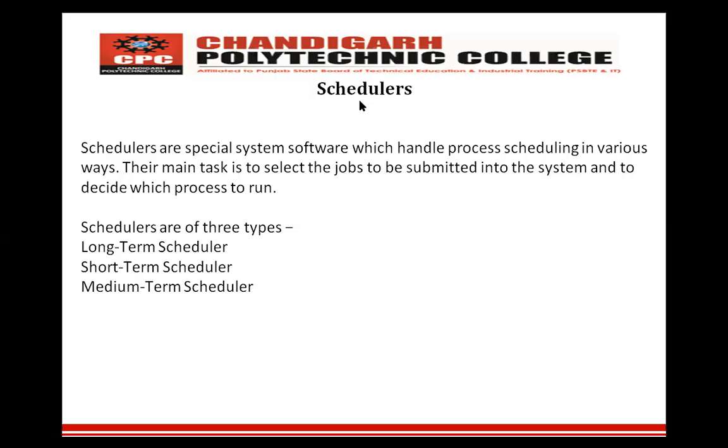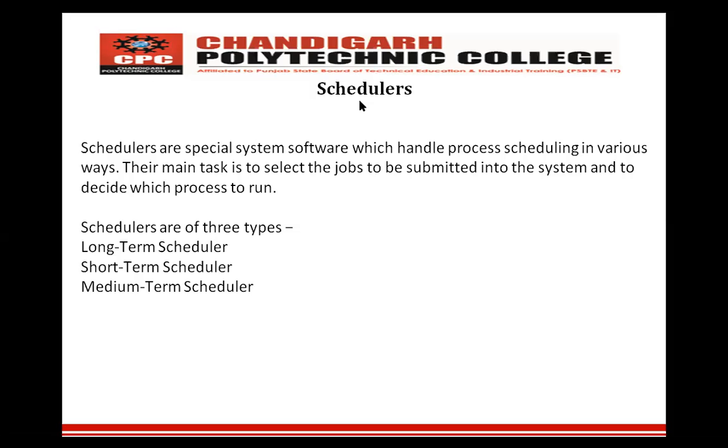Today we discuss two more concepts related to process scheduling. First is schedulers, and then scheduling criteria. Before going toward scheduling algorithms for CPU scheduling, we discuss what we understand by schedulers, what the types of schedulers are, and then what scheduling criteria are. What are the various factors we must keep in mind when we do scheduling?